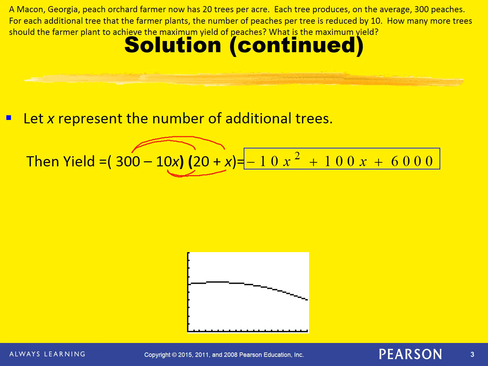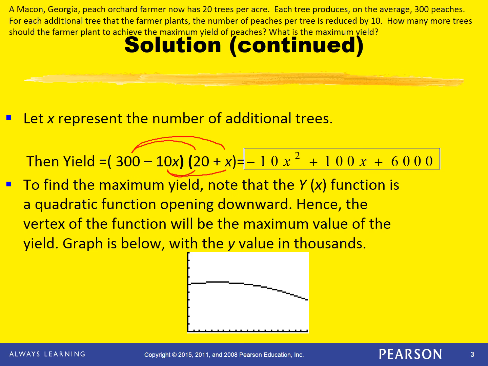So we've got this yield formula. To find the maximum yield, note that this function is quadratic. The graph is a parabola opening downward. Hence the vertex of the function will be the maximum value of the yield. Okay, we see a vertex, we kind of imagine a vertex right there. And so we do what we do with quadratic functions.